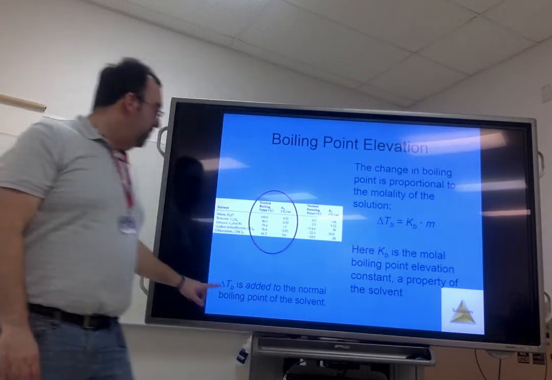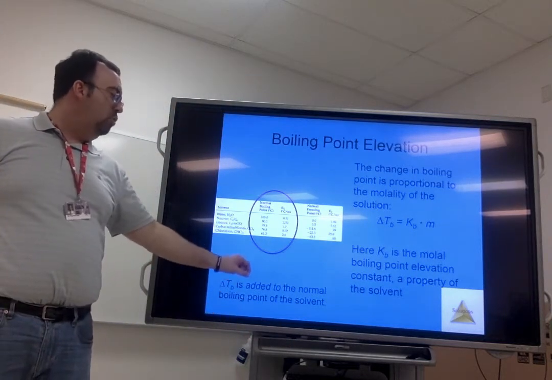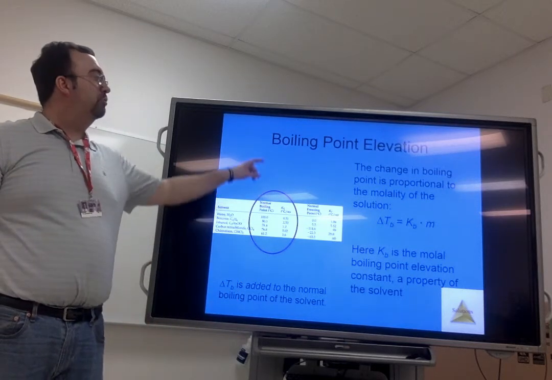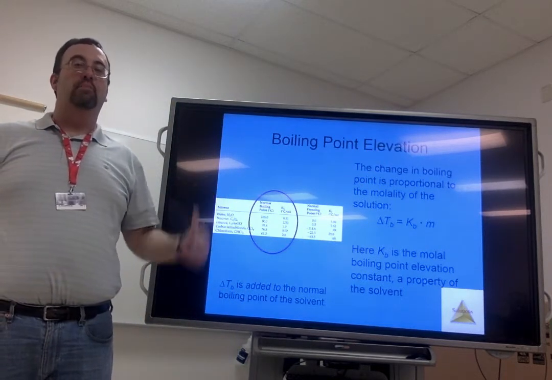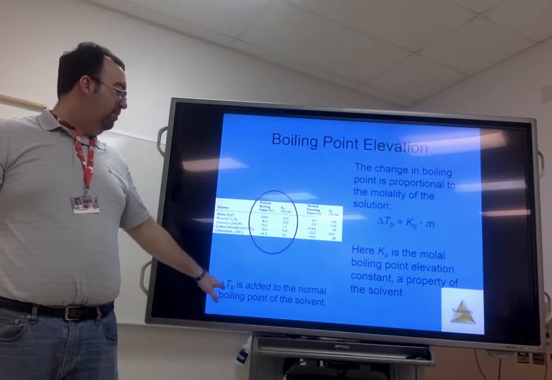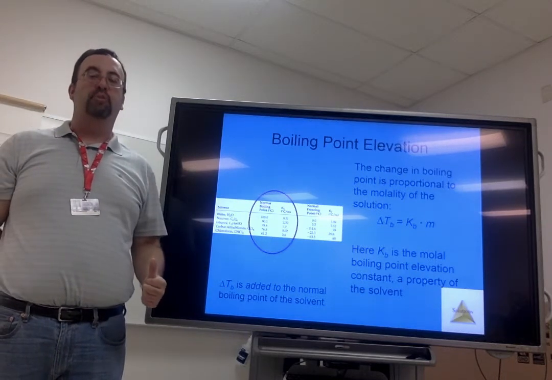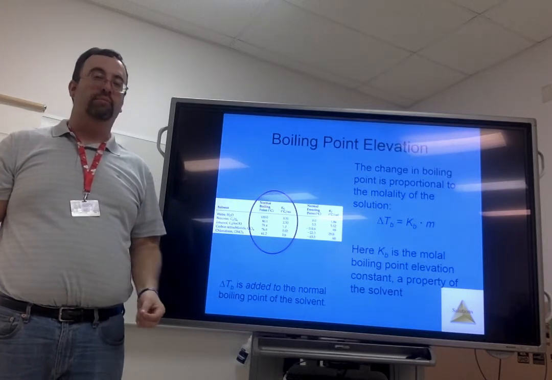All right. The delta T sub B is added to the normal boiling point of the solvent. And so, again, this is why it's referred to as elevation, because it's increasing the boiling point temperature. So whatever this delta T sub B would be that you would calculate, it's going to cause the boiling point temperature to increase. So you would add that then to the normal boiling point of the solvent.